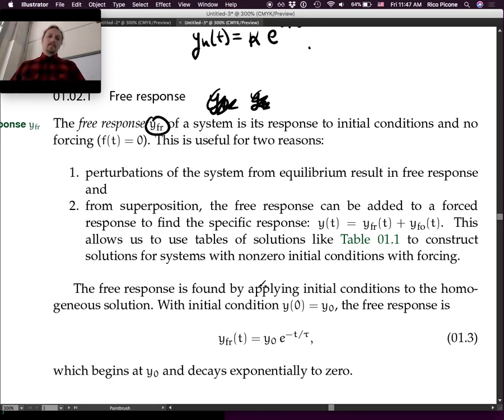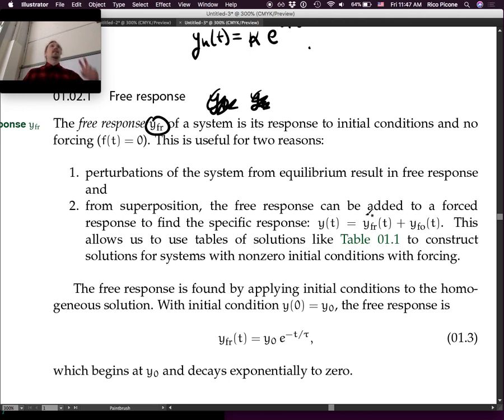So that is what we're trying to find here. That's why it's interesting in the physical sense: it's how the system responds to some perturbation. And every real system has perturbations from equilibrium. And then the second reason is that from superposition, the free response can be added to a forced response to find the specific response. So this is another aspect of superposition.